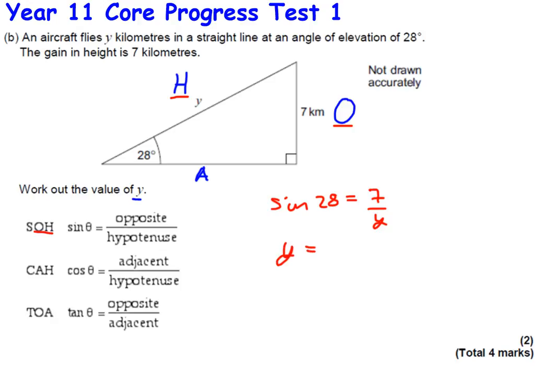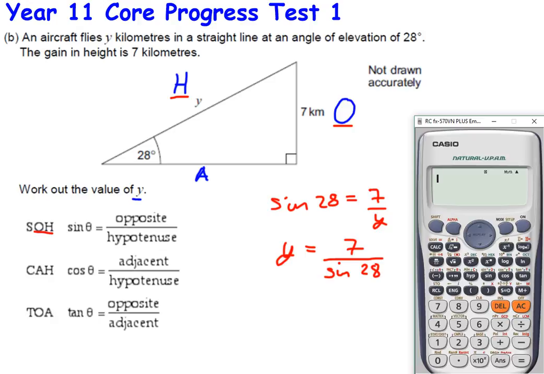So y equals 7 over sine 28. Once we have it in terms of y, we need to use our calculator to find the value. So when doing this calculation, we need to make sure it looks exactly as it does on paper. So press the fraction button, press 7, divided by sine 28. Remember to close the bracket, then press equals when you're finished, and you can see that we get an answer of 14.91038.128. Make sure you write down everything on your calculator display.